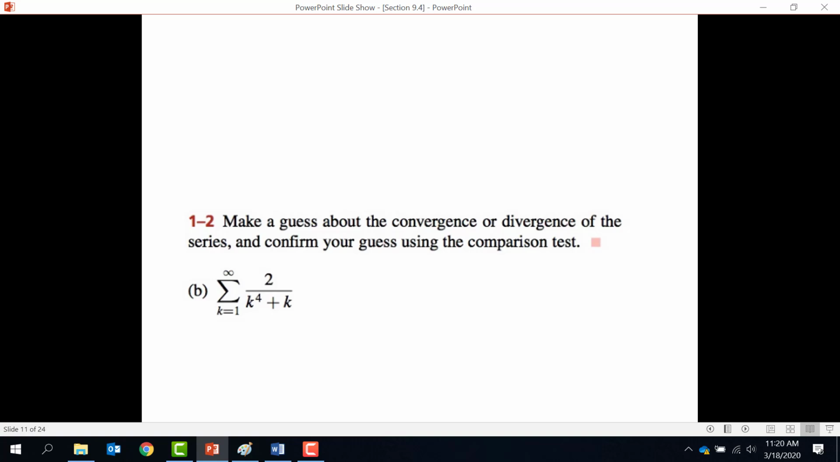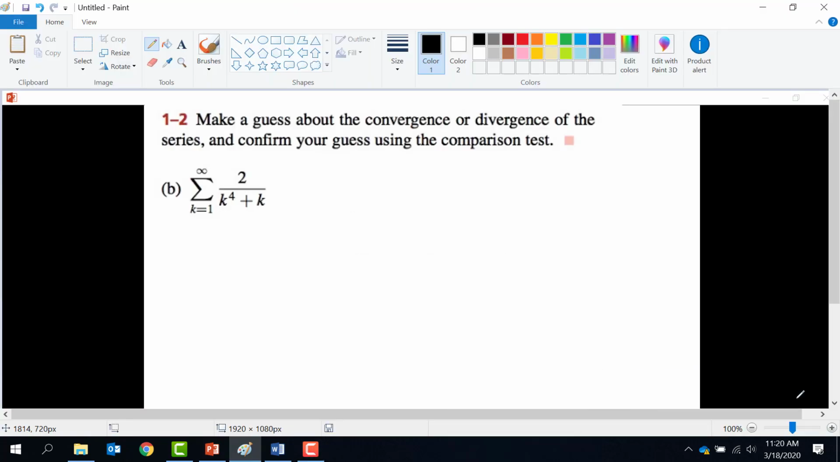Okay, it says, make a guess about the convergence or divergence of the series and confirm your guess using the comparison test. What makes these problems a little challenging for students is that you only have one series. What you're supposed to do is come up with your own series and compare it to that. With only one series, how do you know what you're supposed to do? Well, that's what the discussion was about at the beginning, right? It turns out that when you have a fraction like this, you can ignore all but the largest growing terms in the numerator and all but the largest growing terms in the denominator.